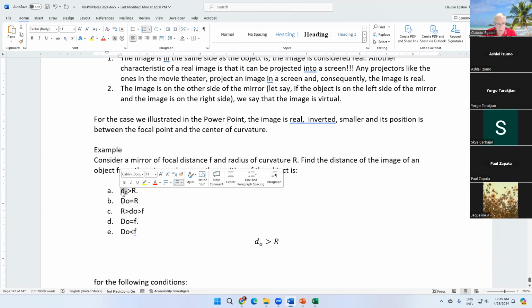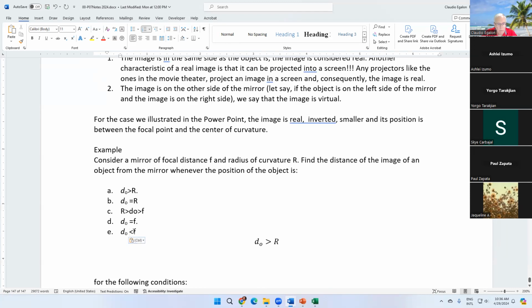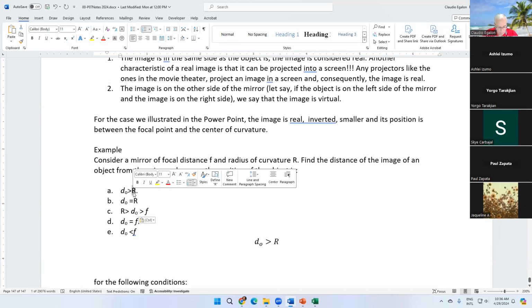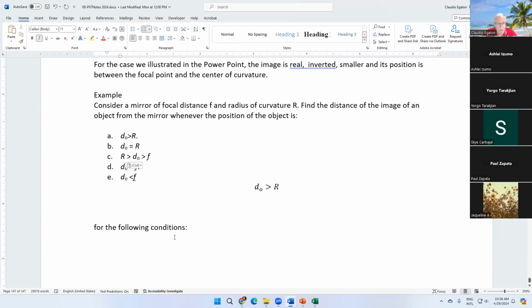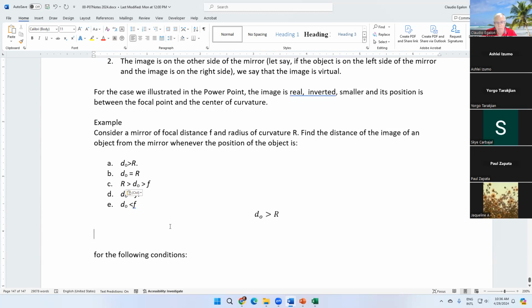d_o, F, d_o, R. Everything that we're going to do here is going to show exactly what the simulation shows us, right? Solution. Okay.